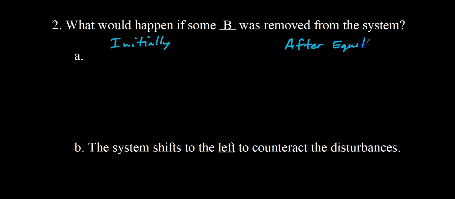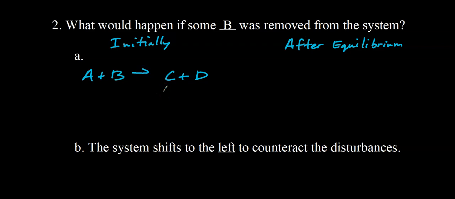So let's go ahead and write those. All right, first question. If you remove B, first of all, B is a gas, so its concentration will decrease. What effect does removing B have on the rate of the forward reaction? Go ahead and answer that. Well, if you decrease the concentration of B, since it's a reactant in the forward reaction, the rate of the forward reaction will decrease.